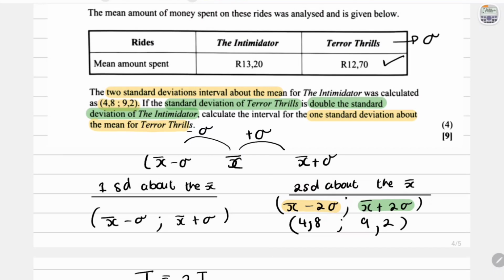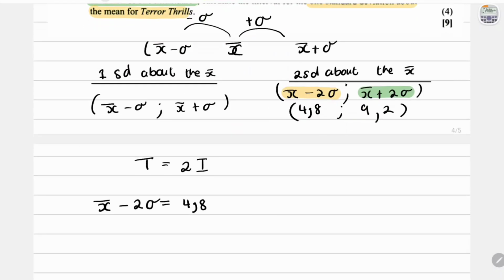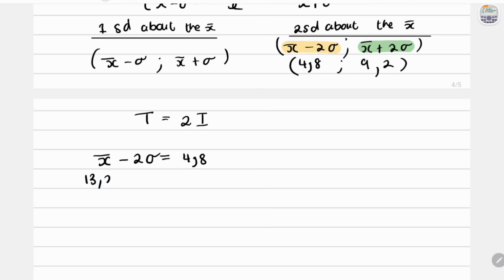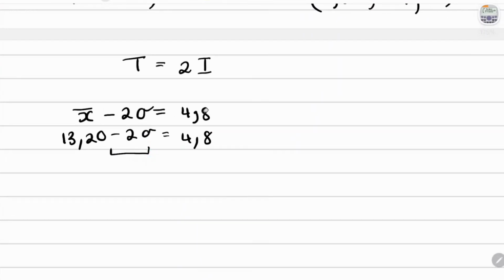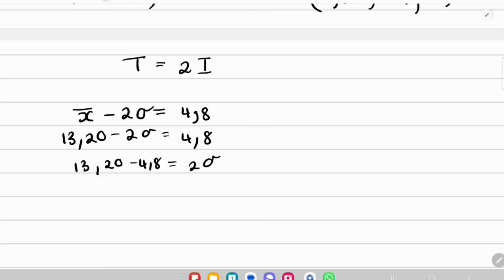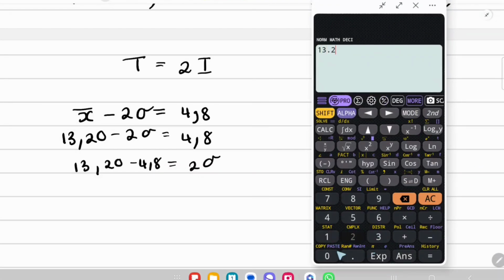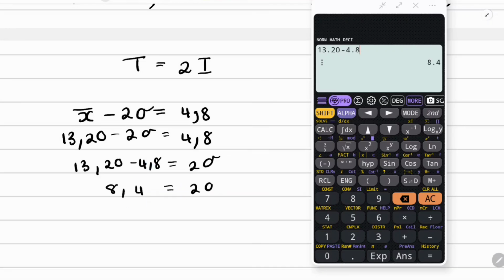Well, they told us the mean for the intimidator, since this is the intimidator's data that we have here. So we're going to take that mean, 13.20, and substitute it in place of the mean. So we're saying mean minus two standard deviations is equal to 4.8. So let's solve for the standard deviation. You can take your negative two standard deviations over, so it becomes positive two standard deviations, and you have 13.20 minus 4.8. So 13.20 minus 4.8, which is 8.4, is equal to two standard deviations.